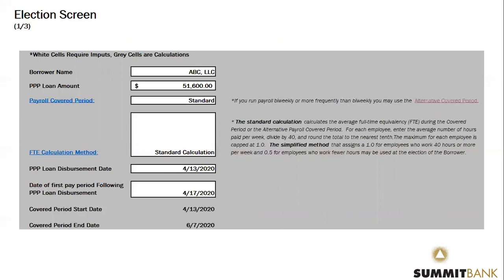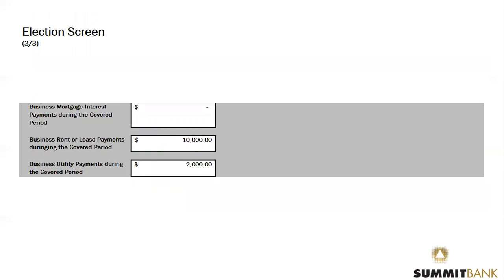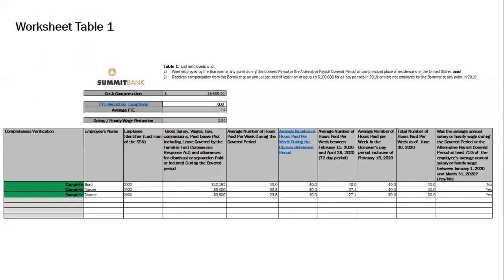You can see our loan disbursement was April 13th of 2020, and our first pay period in the covered period began on April 17th. You can see here we paid $1,200 in employee health insurance, $1,000 to employee retirement, $1,000 in taxes. We didn't have any business mortgage interest, but we did pay $10,000 in a lease and $2,000 in utilities. So we've got all of our elections filled in, and then we start working towards putting in all of our employees' information. So you see here, this is worksheet table 1.